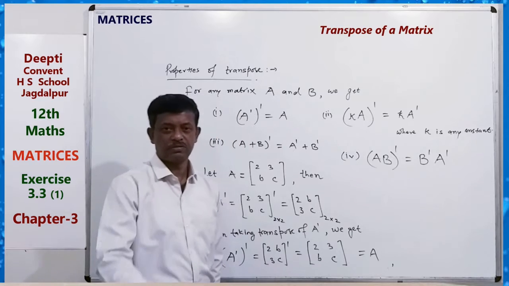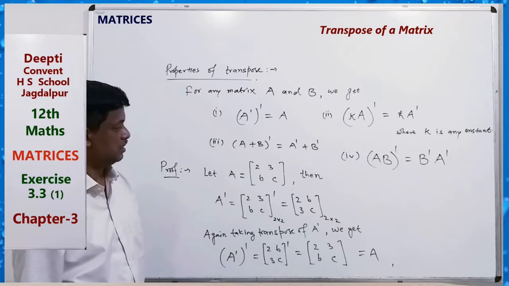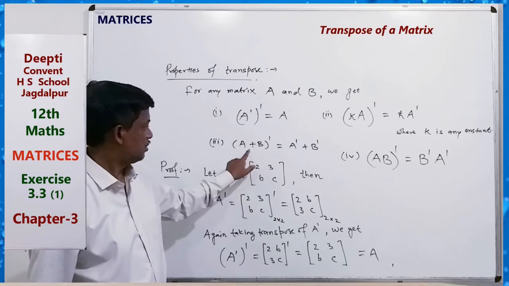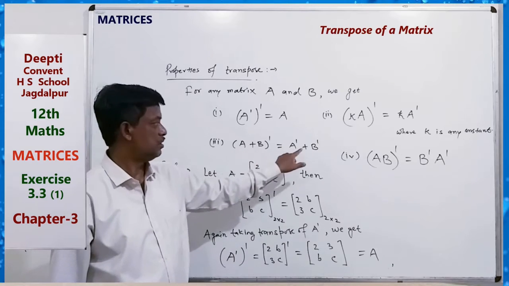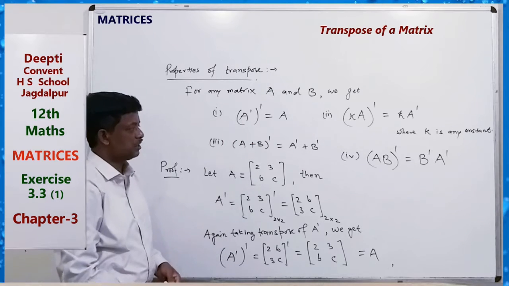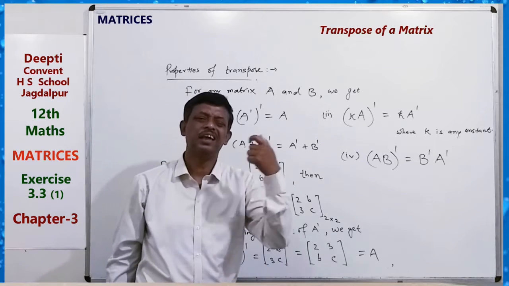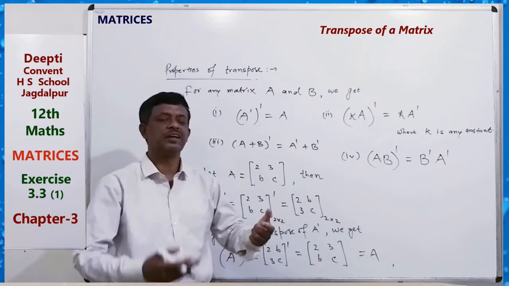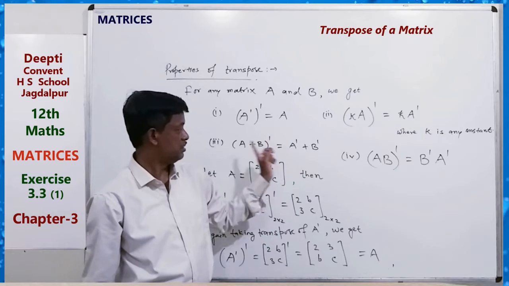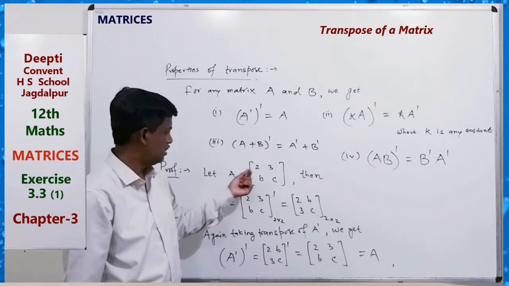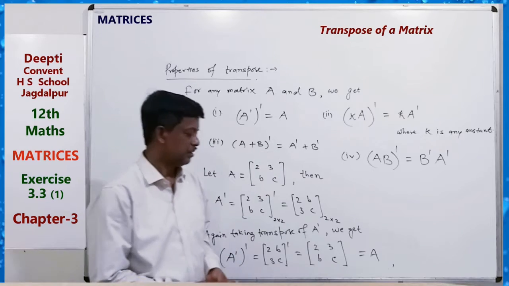Just we will solve some questions from the exercise here. So these are the properties of transpose. All are here, also maybe minus sign in place of plus. So all the properties can be proved by taking any matrix of any order. Just addition should be defined, product should be defined, and take any type of matrix.